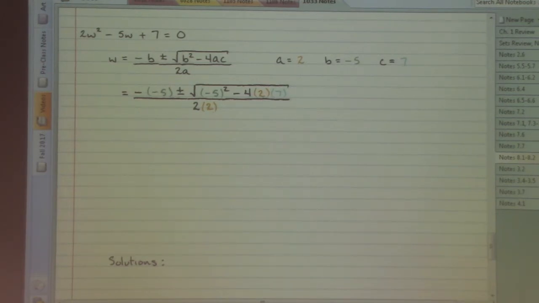So if we go back to the beginning of our formula and take a look at what we have, there is the double negative, which would become a positive. Underneath the square root symbol, a -5 being squared would give me a positive. A 4 times 2 times 7, 4 times 2 is 8, 8 times 7 is 56. Down on the bottom, 2 times 2 is 4. So our denominator showing up here, 4. Underneath that square root, we've got the 25, minus the 56.